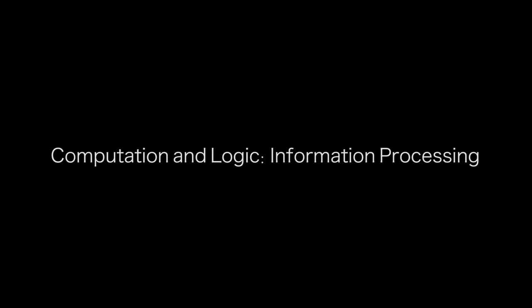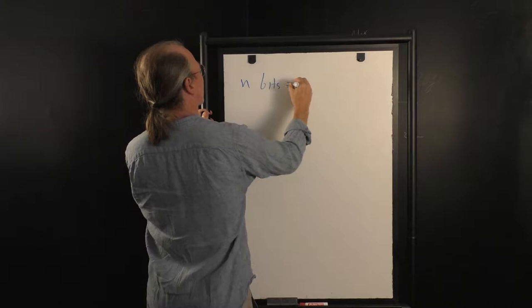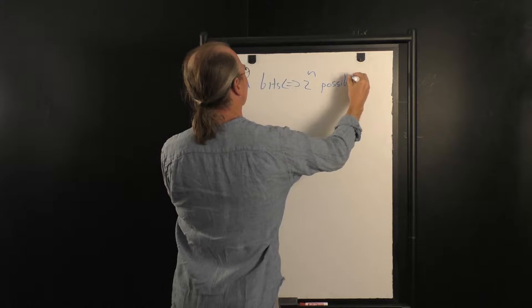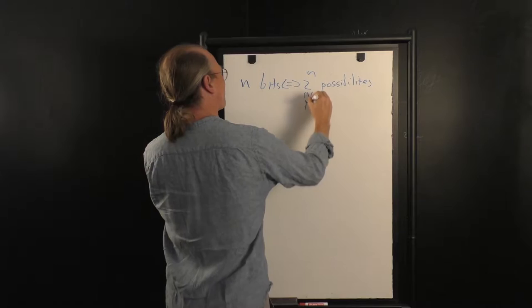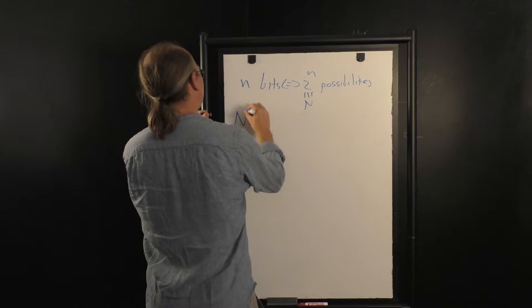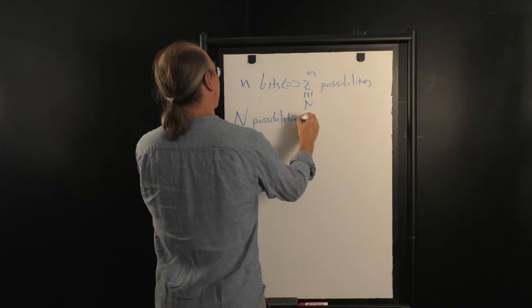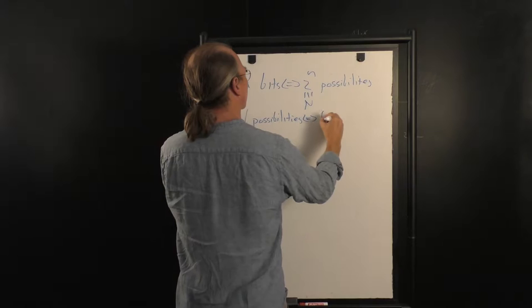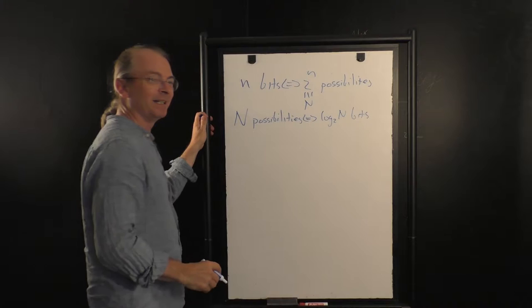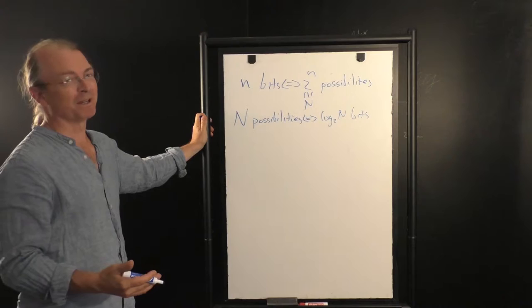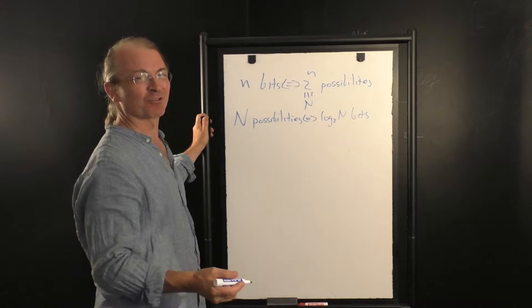Okay, just to summarize, if we have n bits, this corresponds to 2 to the n possibilities. We'll always define 2 to the little n to be big N. Now, if we have big N possibilities, where N could be 3, so it's not 2 to some integer, this corresponds to log to the base 2 of N bits, which doesn't have to be a whole number. For instance, log to the base 2 of 3 is between 1 and 2 bits. I guess it's still a number, but it's not a natural number.